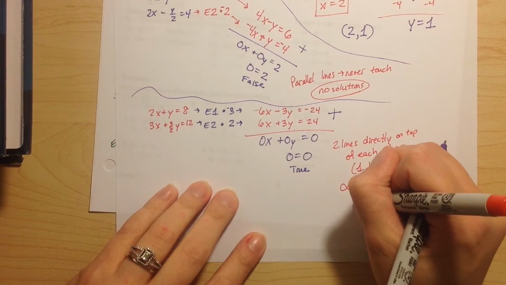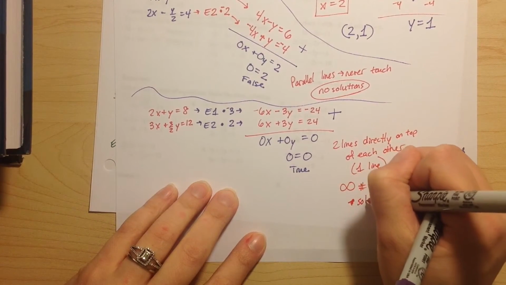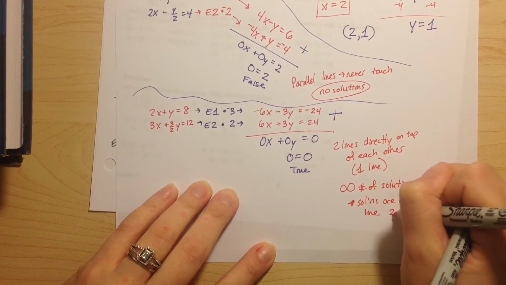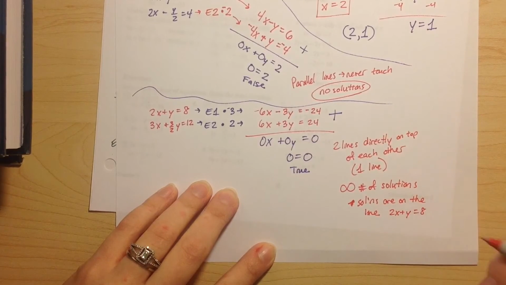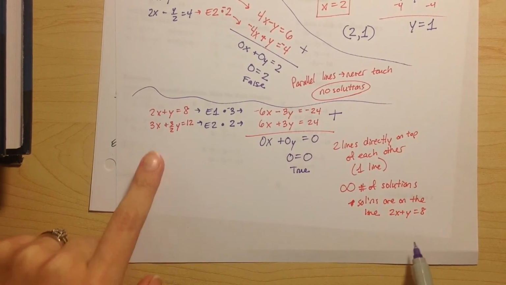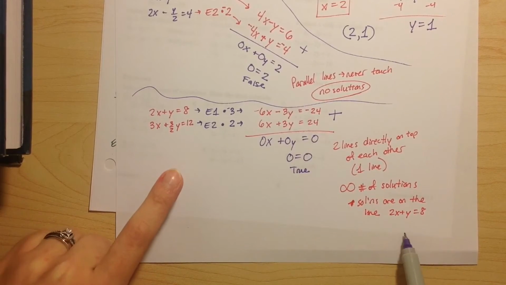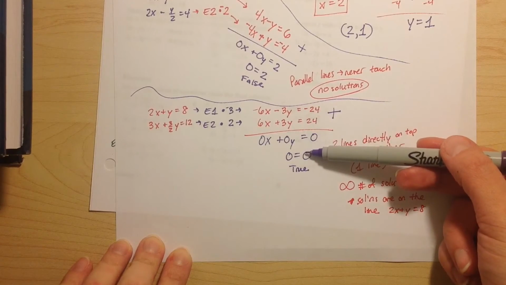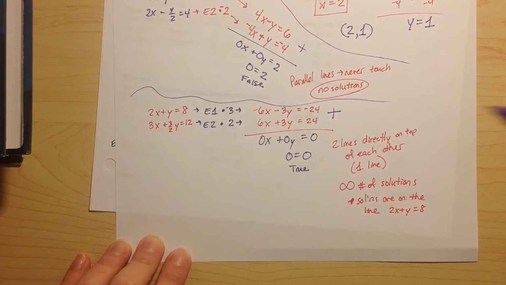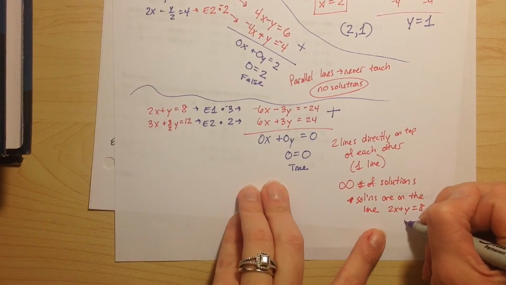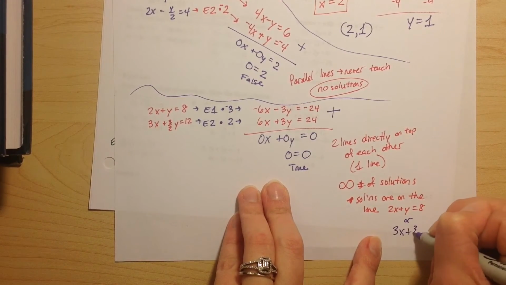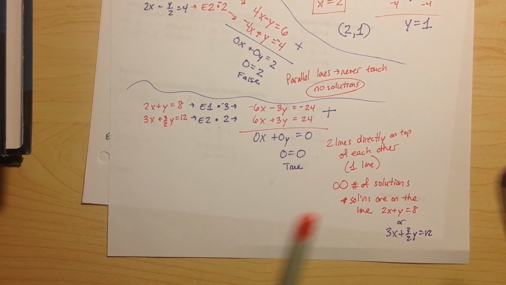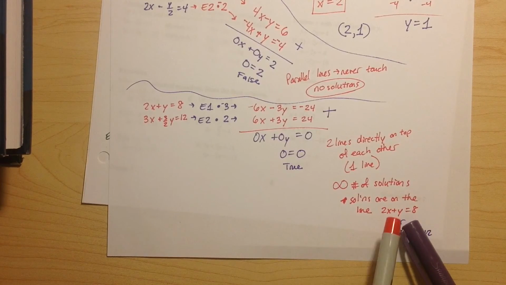An infinite number of solutions. And those solutions are on the line 2x plus y equals 8. Or you could have also said 3x plus 3 over 2y equals 12. Either way, because essentially what this is saying, the fact that we got them to completely cancel like this, you would have the same line. So you could say this one, or you could say 3x plus 3 over 2y equals 12. Either or. So you have an infinite number of solutions, and they are lying on the line 2x plus y equals 8. There we go.